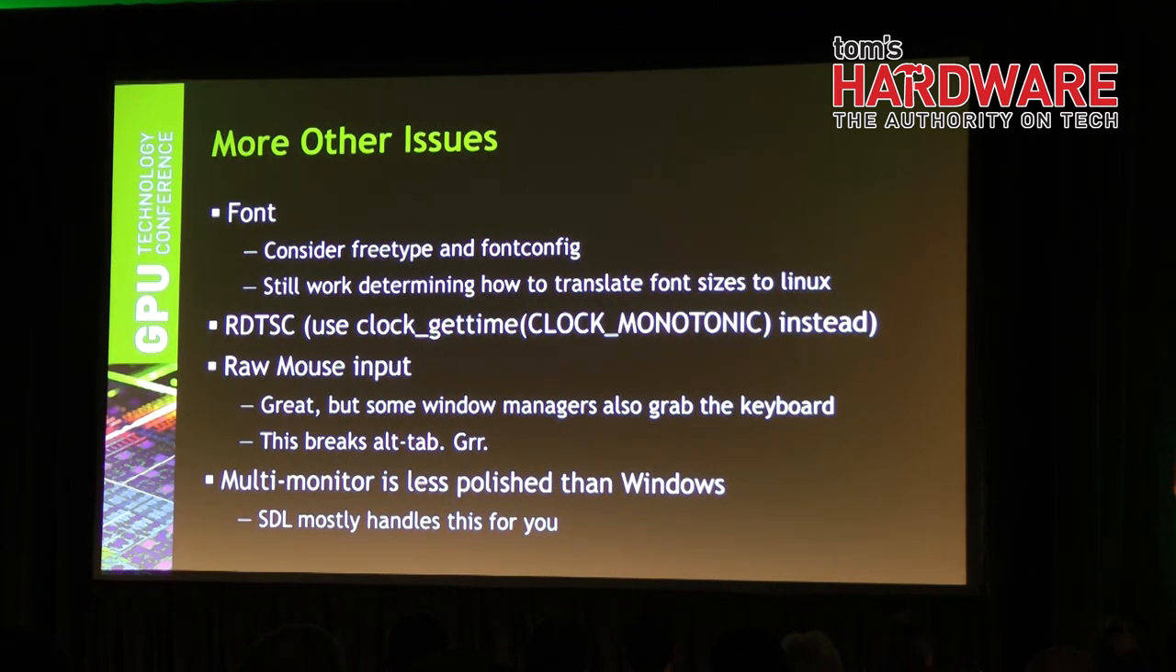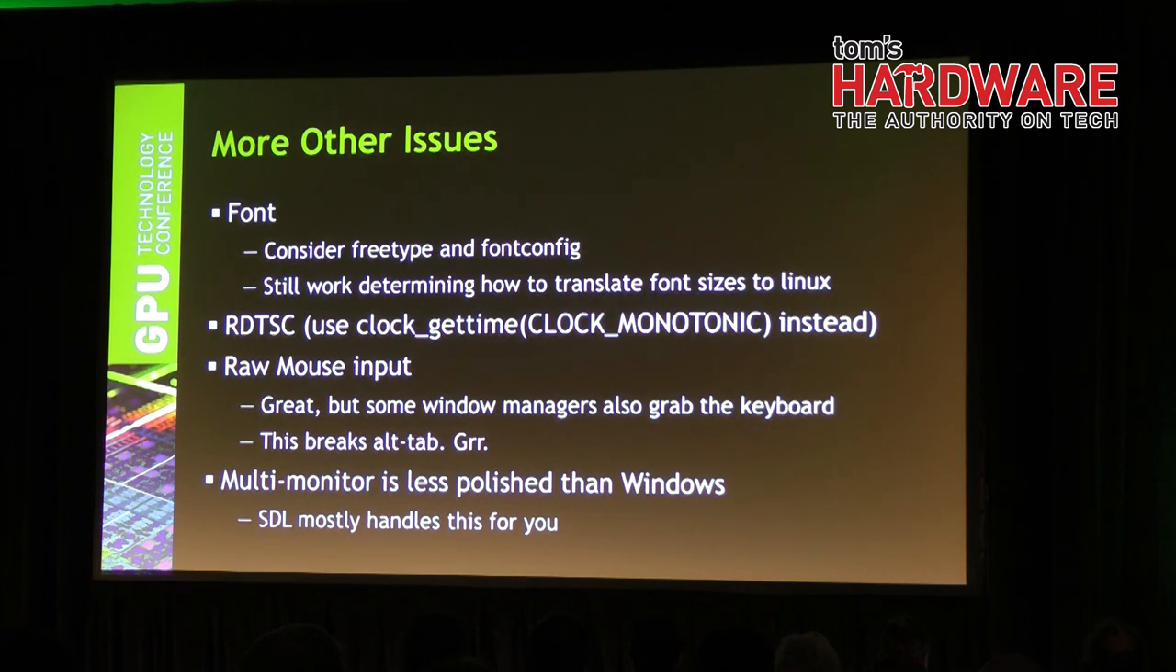Other issues that we bumped into: there were font problems. We basically just used FreeType and fontconfig. We were originally supposed to have a third speaker, Mike Sartain, but he had something come up at the last minute. He was going to talk about this. But basically, there are libraries available that let you do Windows-like font rendering in Linux. There is still a little bit of work to get the font sizes to line up, and that was an issue for us.